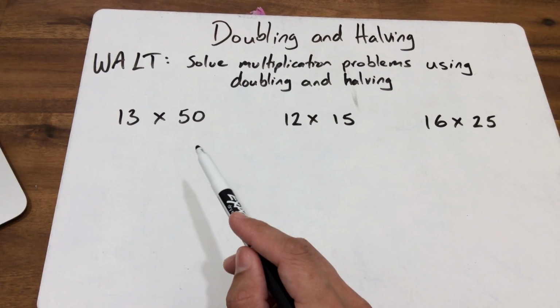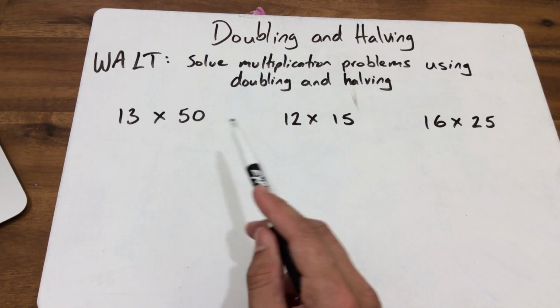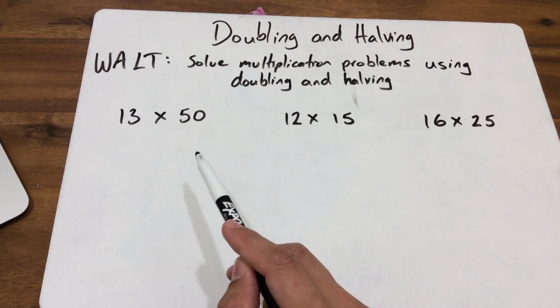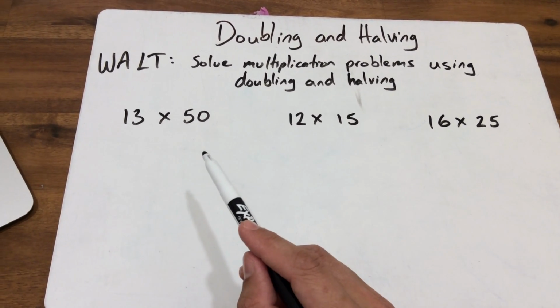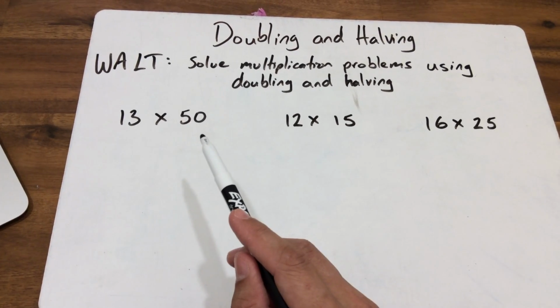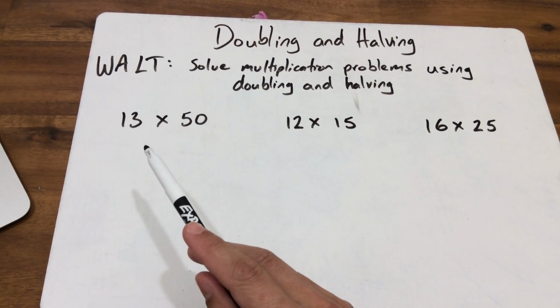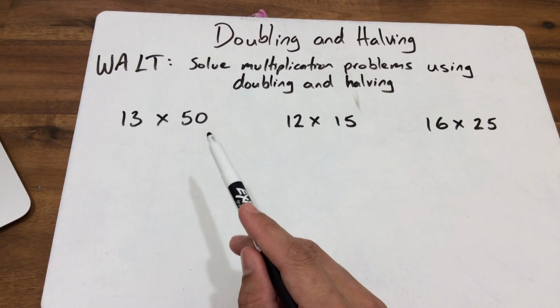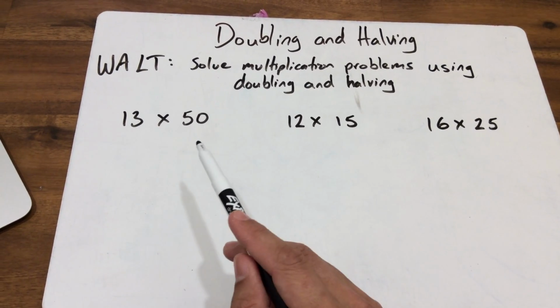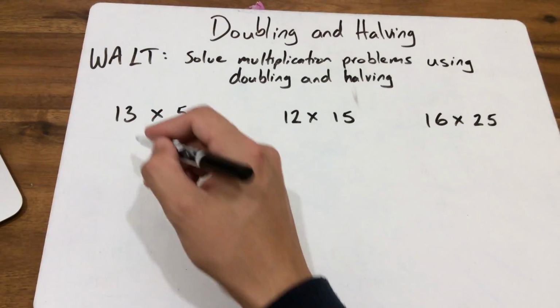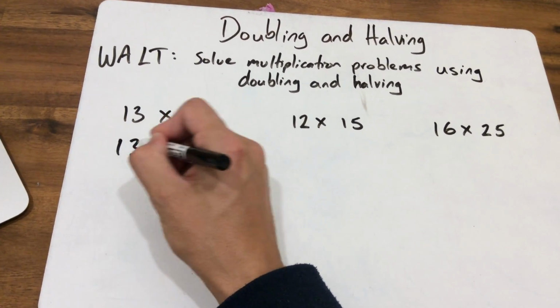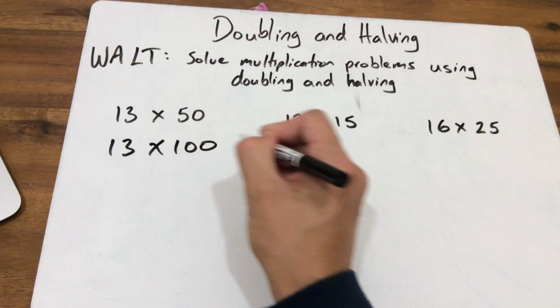We could double one side and then halve the answer. That would also be another way of doing doubling and halving. I think that would be the easiest way to do this one. 13 times 100 would seem a lot easier to multiply, and then we just halve the answer. So let's do that one now. Let's go 13 times 100.